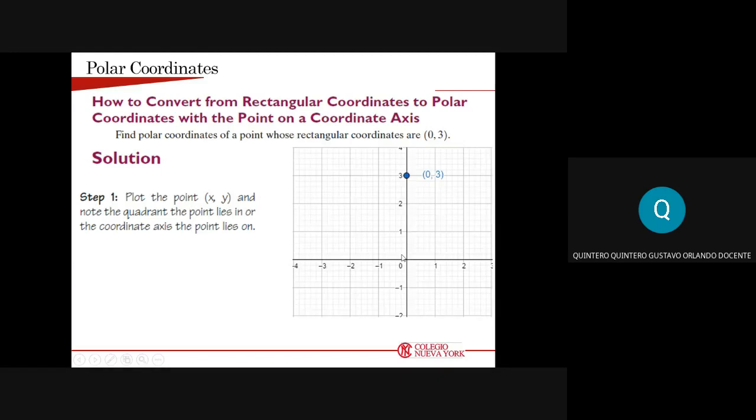Here is a graph of the point. I took this graph from GeoGebra, which is online. Since these are rectangular coordinates, this is the point X and this is the point Y. The coordinates are 0, 3: 0 is for X and 3 is for Y. So we have 0 in X, 3 in Y, there. That is the location of the point.